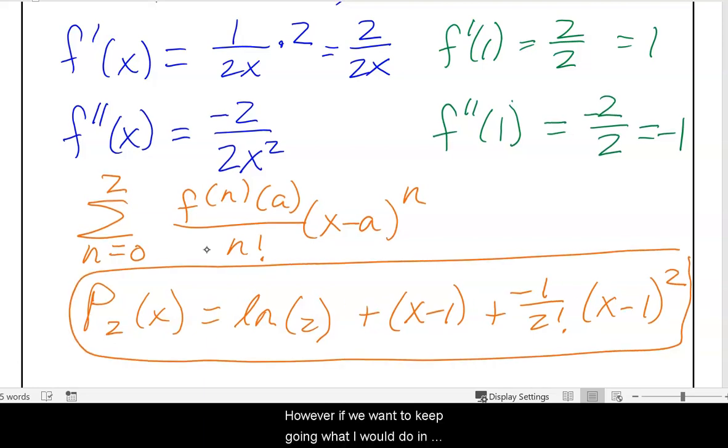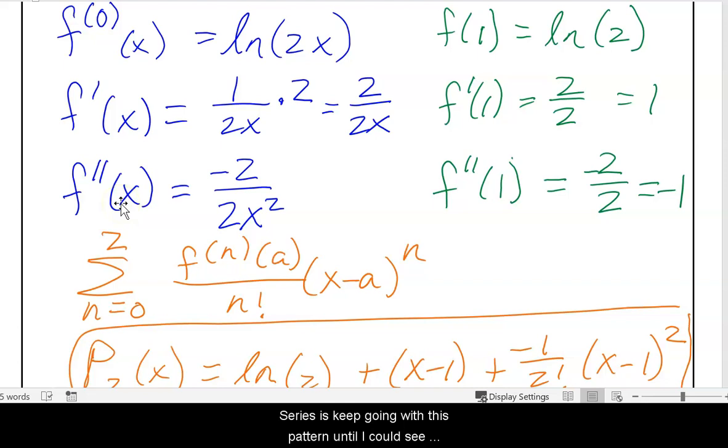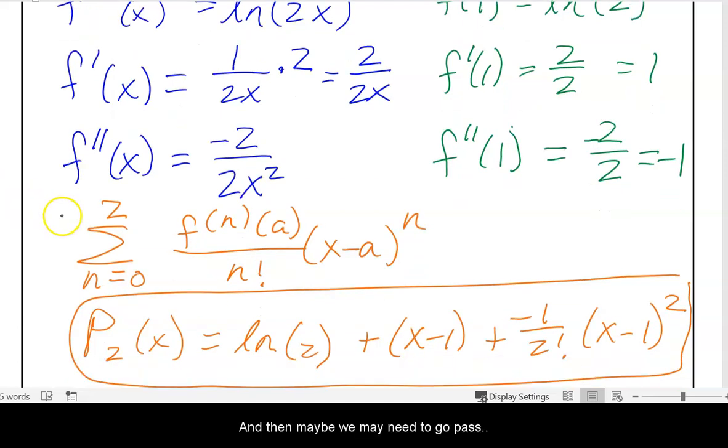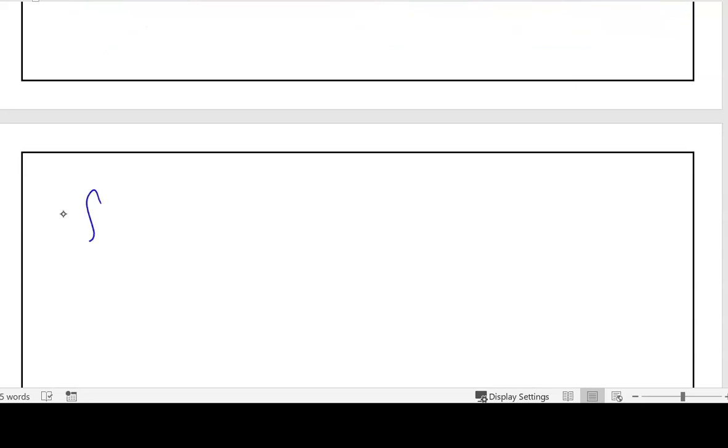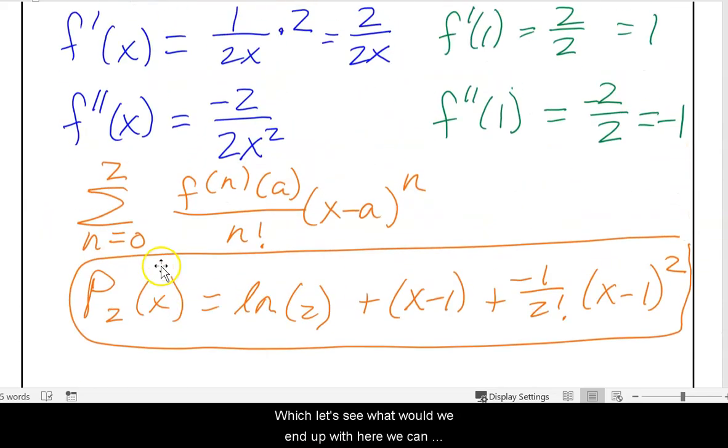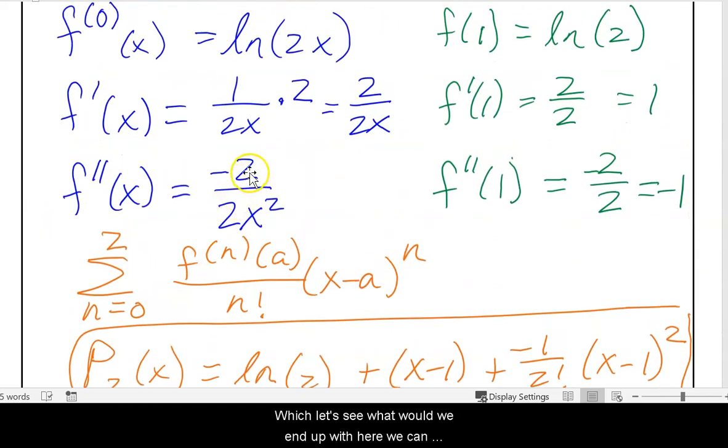However, if we want to keep going, what I would do in order to find the actual series is keep going with this pattern until I could see something starting to develop. And I really don't see it yet. So let's keep going and find the third derivative. And then maybe we may need to go past that. So let's find f triple prime of x, which, let's see, what would we end up with here?